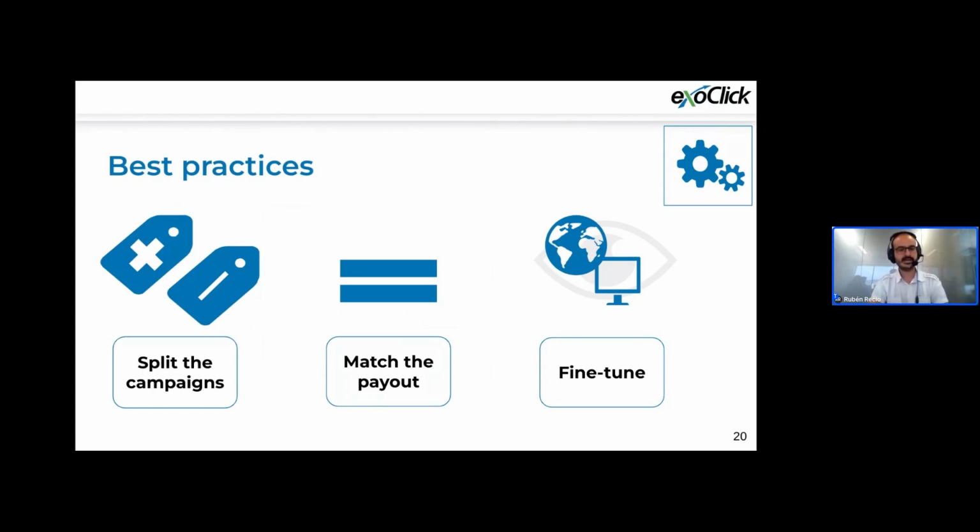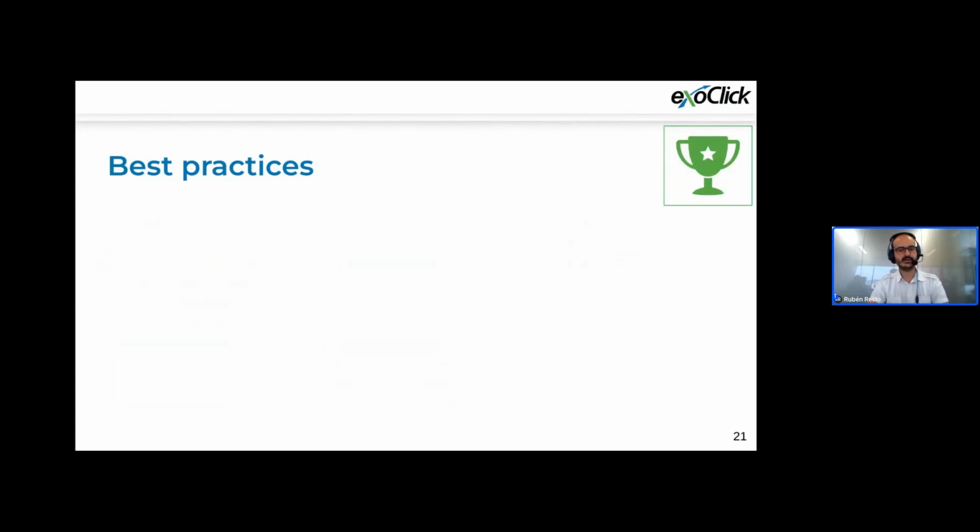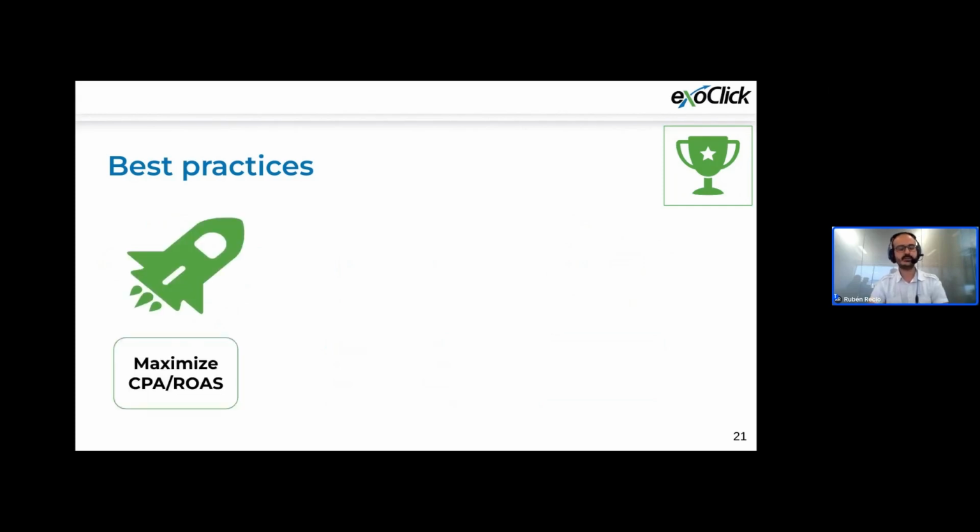And finally, in the last step, we're going to carry out an aggressive optimization. Assuming that the campaign has reached 30 conversions, we're going to enable a maximize CPA or maximize ROAS optimization. Because this way, we don't need to continue spending on test sources. We can focus only on the segments where we know the likelihood of conversion.